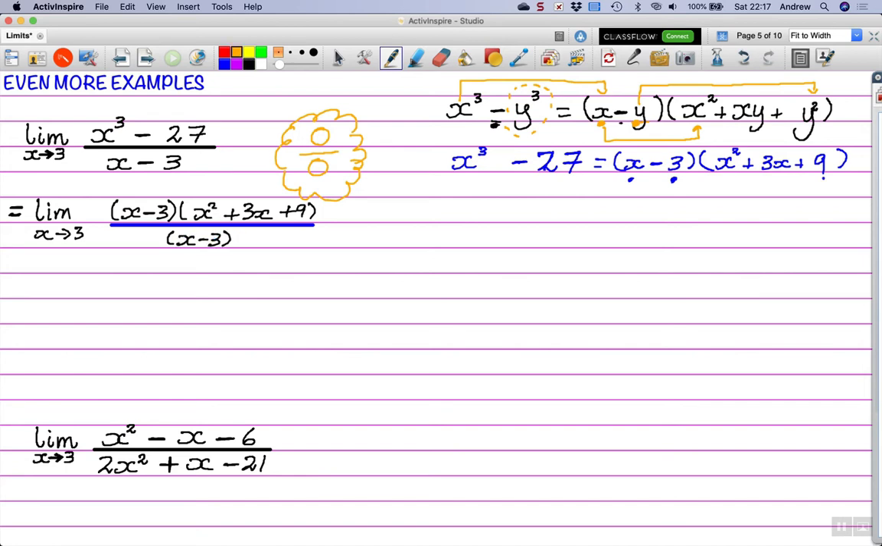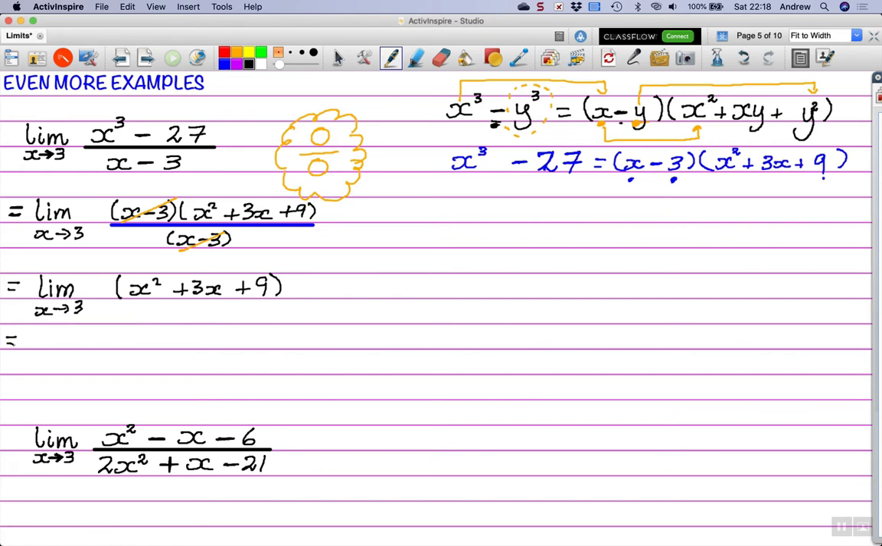And of course what we have now is we've got an x minus 3 in a bracket on the bottom, and we've got an x minus 3 in its own bracket on the top, and it's a multiplication situation, so therefore we can cancel them out. So we've now got the next line where we've got the limit as x tends to 3 of this new expression, which is now going to be x squared plus 3x plus 9.